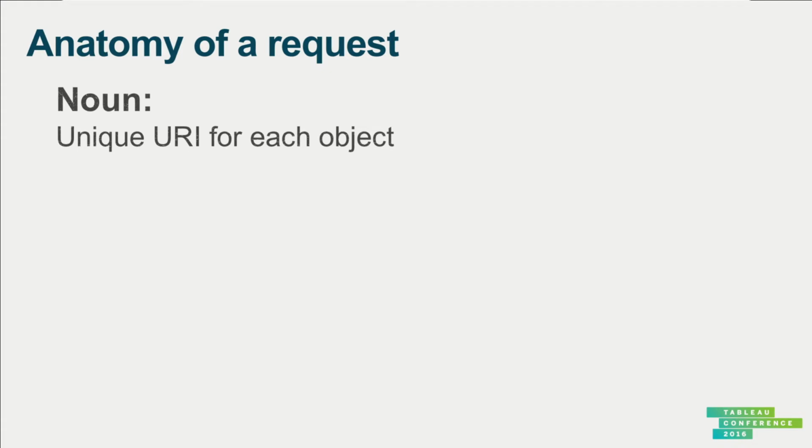Now let's talk a little bit about the anatomy, what is required in an individual request to the API before we actually show you some of these individual requests. This comes from the REST protocol. First thing you need is a noun. What are you doing this to? Are you doing this to a specific user? Are you doing this to all of the workbooks? Are you doing this to a specific site? Every kind of object on Tableau server has a unique URI, and that's the noun of a request.